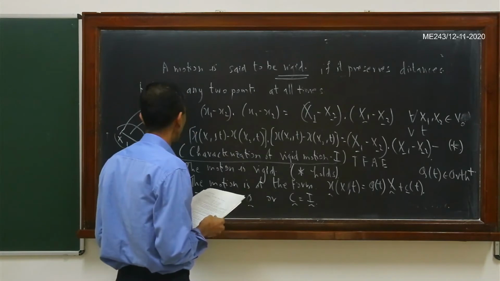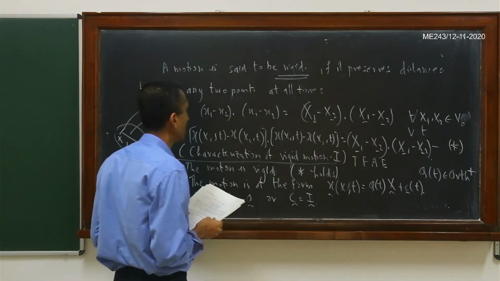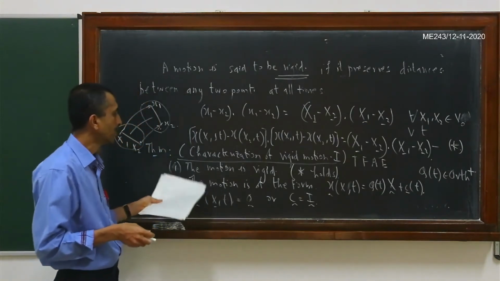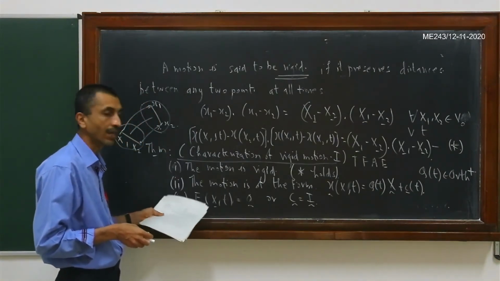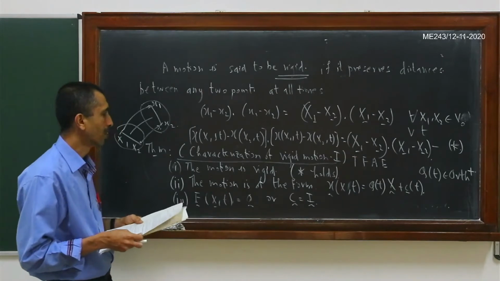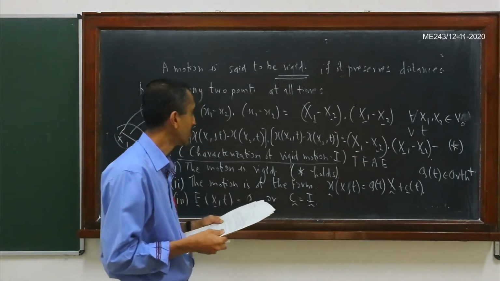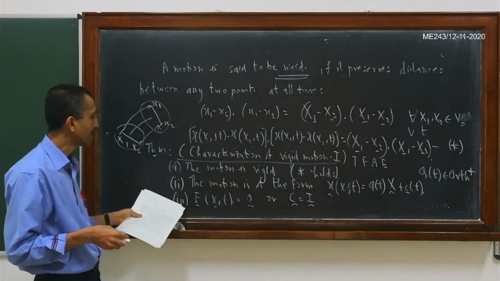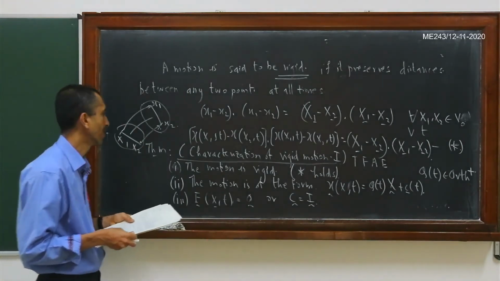So these are the 3 statements, and we are saying that these are all equivalent. That means 1 implies 2, 2 implies 1, 2 implies 3, 3 implies 2, and so on. The way we will prove it is that we will show that 1 implies 2, 2 implies 3, and 3 implies 1. So that is what we are going to show now.